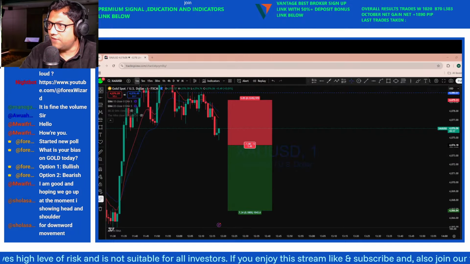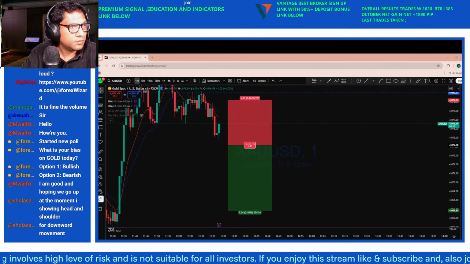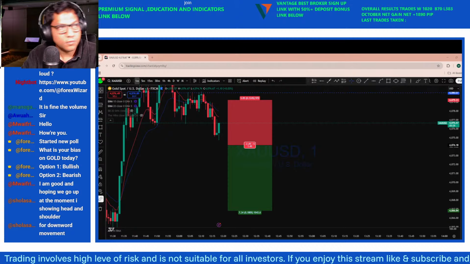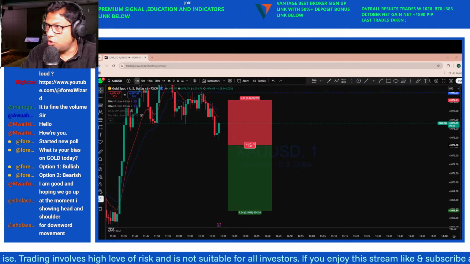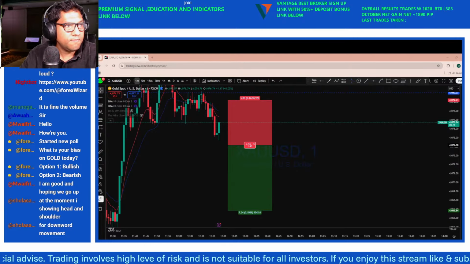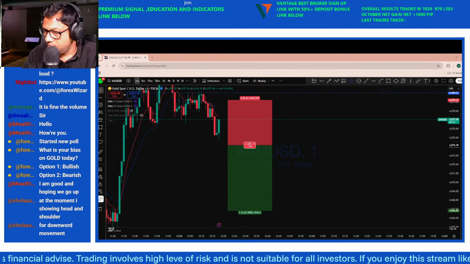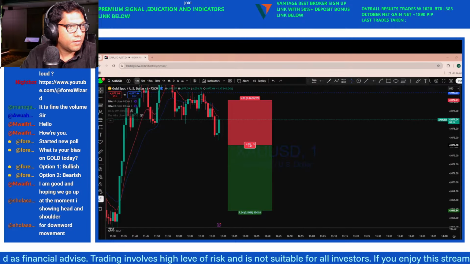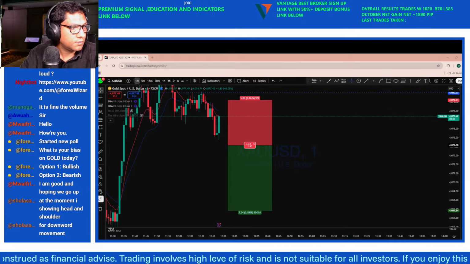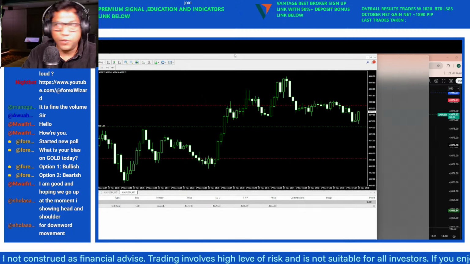So the sell stop is placed at 4074, stop loss at 4079.23, TP target at 4066.84. So place the sell stop here.